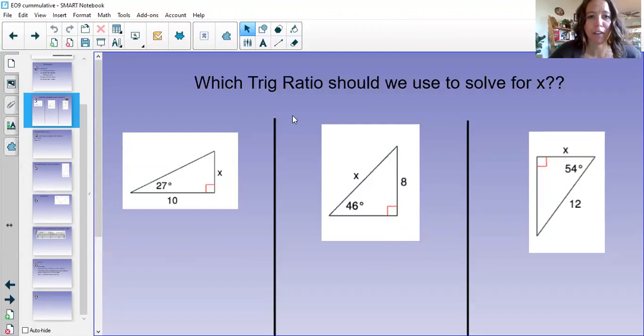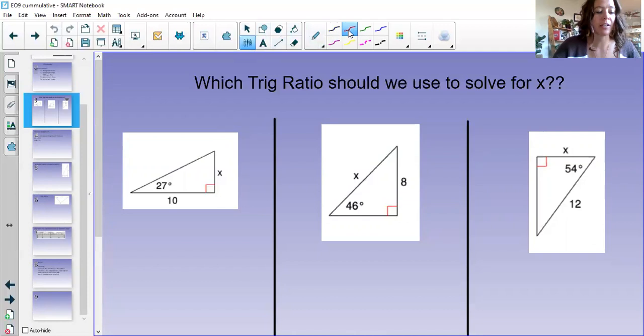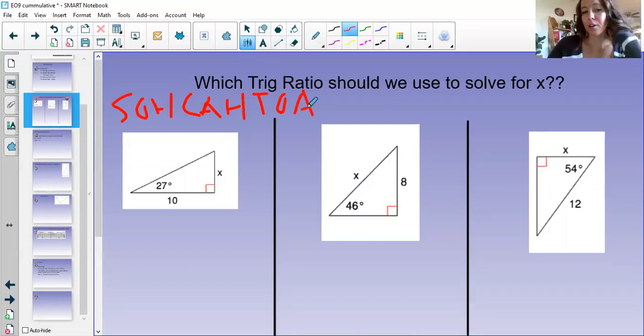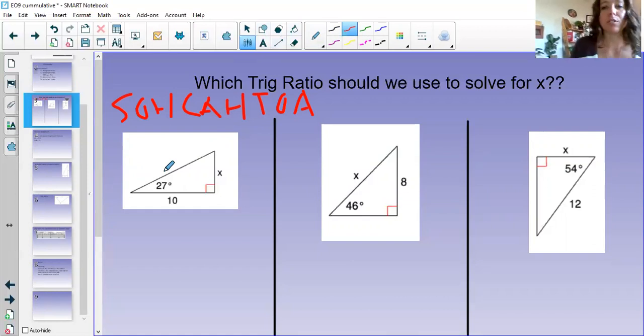The trick when you're trying to figure this out is to look at the pieces of what you have. In this triangle, the hypotenuse is the long side. We don't have the hypotenuse, so right away I know I'm not going to use sine or cosine, right? Because remember that our little saying is SOHCAHTOA, and I'll write this out here. The hypotenuse is only used in sine and cosine. If I don't have the hypotenuse, right away I know I'm not going to use that. So I'm going to use tangent.